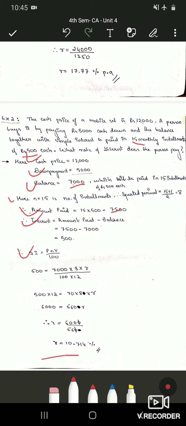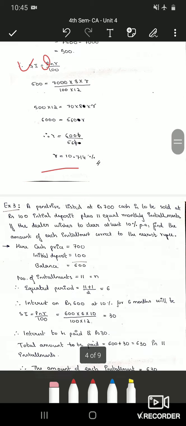And always remember, the interest is calculated on whatever the balance is remaining, not on the cash price. Hence we are taking principal amount to be the balance amount, not the cash price.